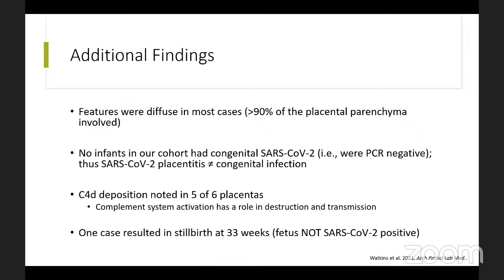And in fact, in one of our cases that we had used of the 7, the pregnancy ended in stillbirth at 33 weeks, and that fetus in particular was not SARS-CoV-2 positive. So again, alluding to things that we'd find in the future once stillbirth became a bigger entity and a bigger concern. And the last significant finding within our study was that C4d deposition was noted in 5 of our 6 placentas. And this made us hypothesize basically that complement system activation had a role in destruction and transmission of SARS-CoV-2 from mom to baby, but also a role in damaging the placenta.